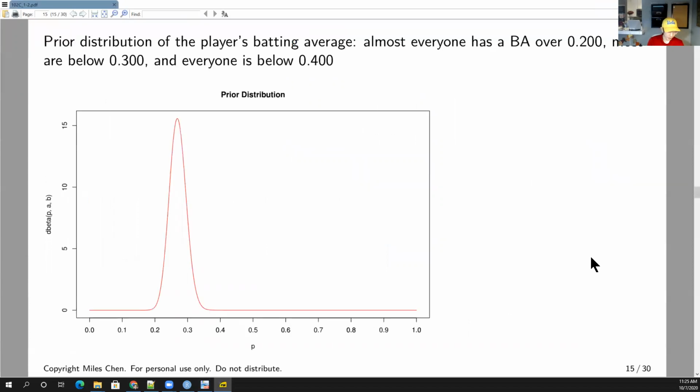All right, so I just wanted to show you some pictures to show you how we can think about this. We can think of the posterior distribution as a compromise between the prior distribution and the likelihood. Here is our prior distribution representing the player's batting average. This prior shows that everyone has a batting average over 0.2, most are below 0.3, and everyone's below 0.4.